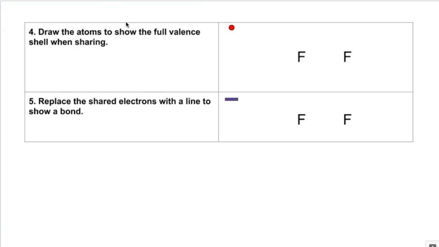Okay. For step number 4, we're going to draw the atoms to show the full valence shell when sharing. For this, we're going to drag and drop. The important thing for doing this part is you want to make sure that the unpaired electron is towards the center. So I drew that one the normal way, but for this one, I'm going to flip it so that my unpaired electron is towards the middle.